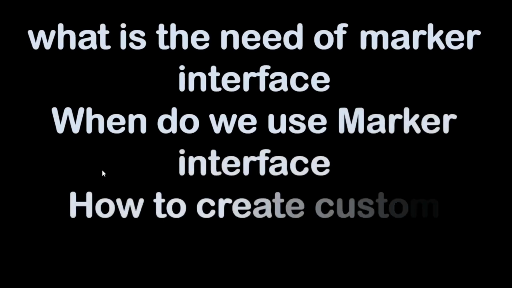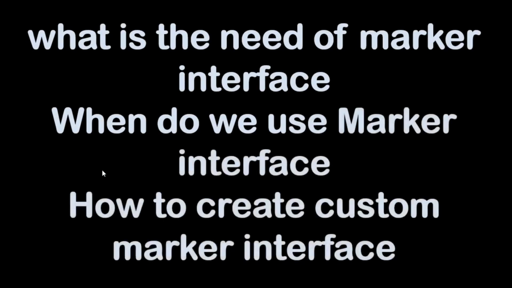So the next question is, what is the need of a marker interface? Why do we use a marker interface? How to create a custom marker interface? A marker interface is an interface that doesn't have any methods or constants inside it. It provides runtime type information about objects, so the compiler and JVM have additional information about the object. A marker interface is also called a tagging interface.